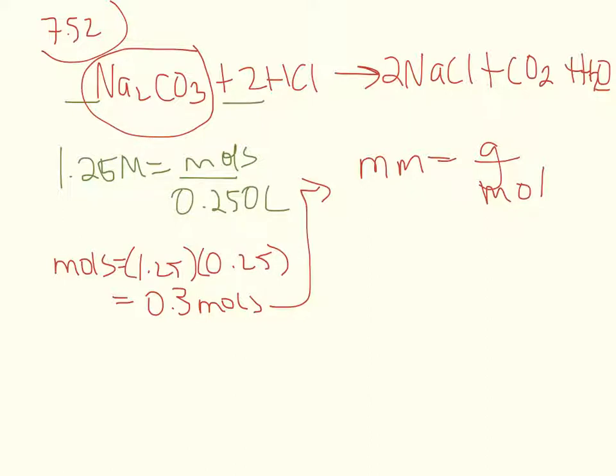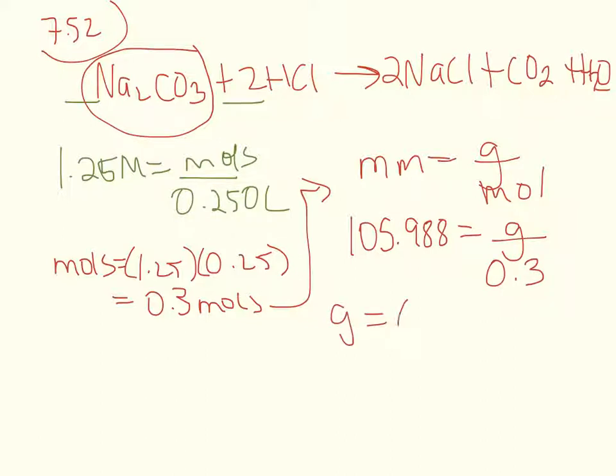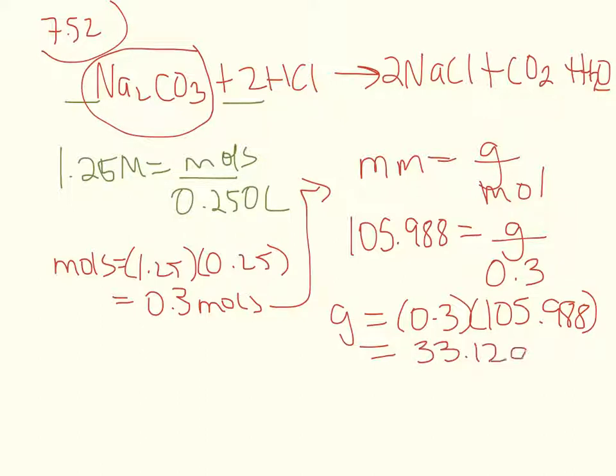So actually the molar mass, once we calculate it, of Na2CO3 is 105.988. We don't have grams yet, that's what we're figuring out, but we do know moles, so 0.3. So grams is going to be 0.3 multiplied by 105.988. And we get an answer of approximately 33.12 grams.